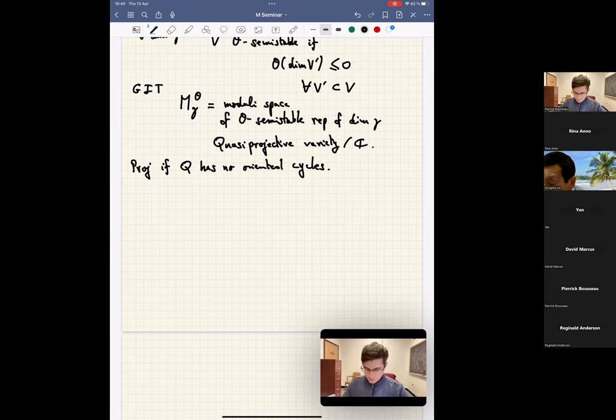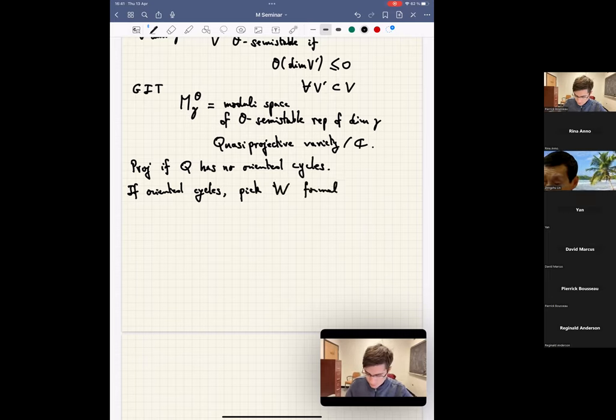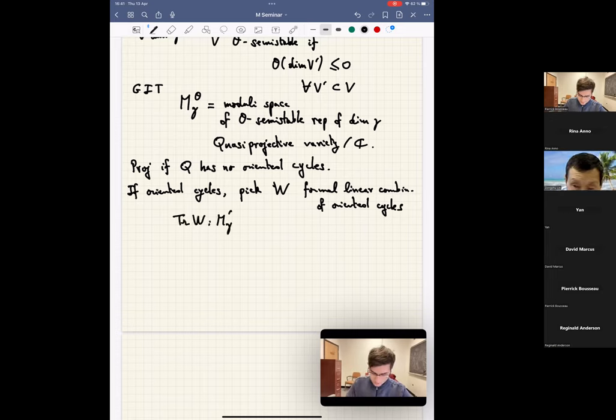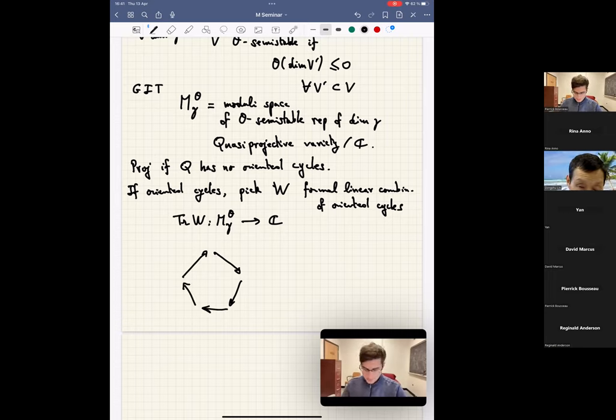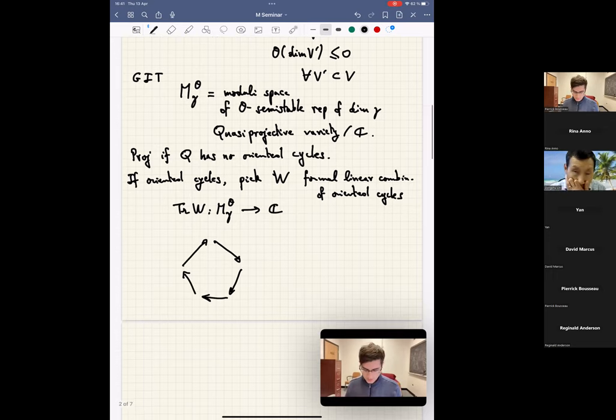And if there are oriented circles, there is a way to enrich the story by considering a so-called potential. You can pick a potential W, which is a formal linear combination of oriented circles. Then you can use this formal expression to cook up a regular function on the moduli space of representations. Essentially, if you have a representation, you have a collection of linear maps attached to the various arrows. If you have an oriented circle, you can compose these linear maps to get an endomorphism, and then you can take the trace of this endomorphism and produce a number. That way you produce regular functions on your moduli spaces.